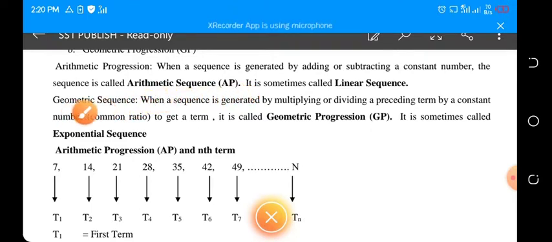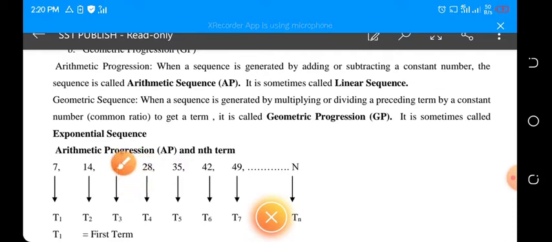While geometric progression means when a sequence is generated by multiplying or dividing a preceding term by a constant number, which we call the common ratio, to get a term, it is called geometric progression, and it's sometimes called an exponential sequence. Geometric progression is sometimes called exponential sequence, while arithmetic progression is sometimes called linear sequence. Is that taken?